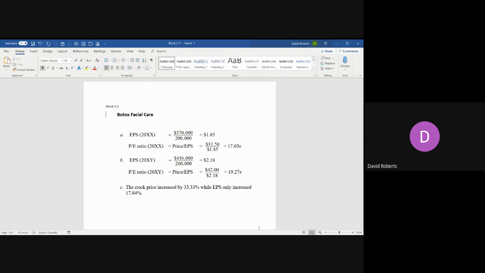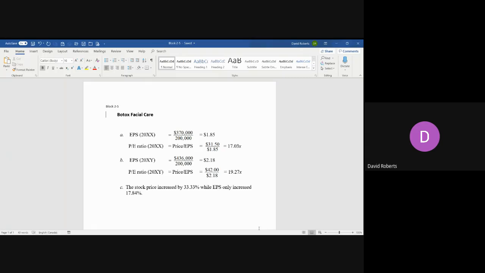In this case, the level of risk has decreased because PE ratios are opposites to risk. The higher the risk, the lower the PE ratio. The lower the risk, the higher the PE ratio. So you can look at a company's PE ratio and determine if they're a risky company or if they're not.